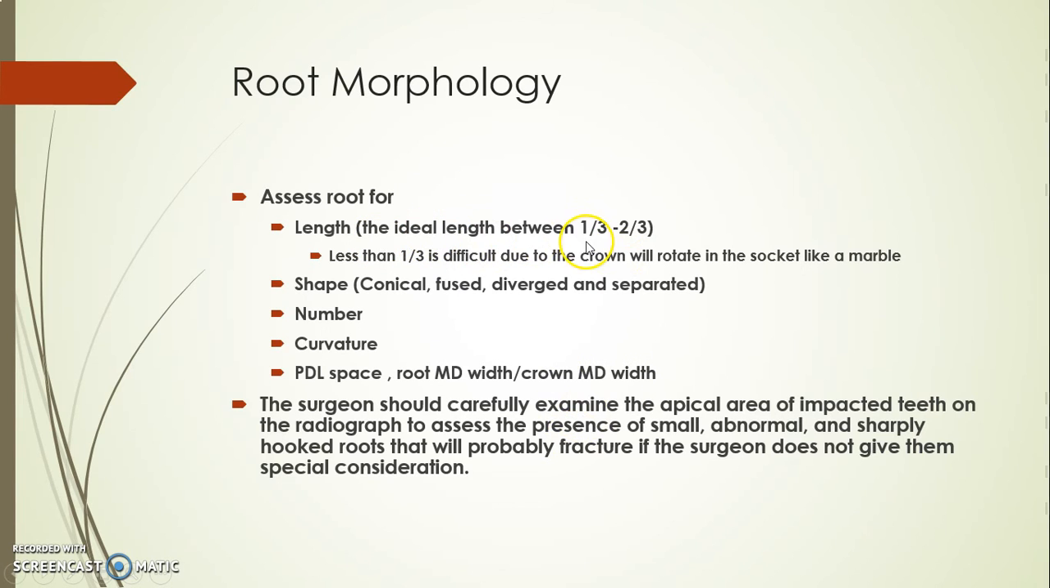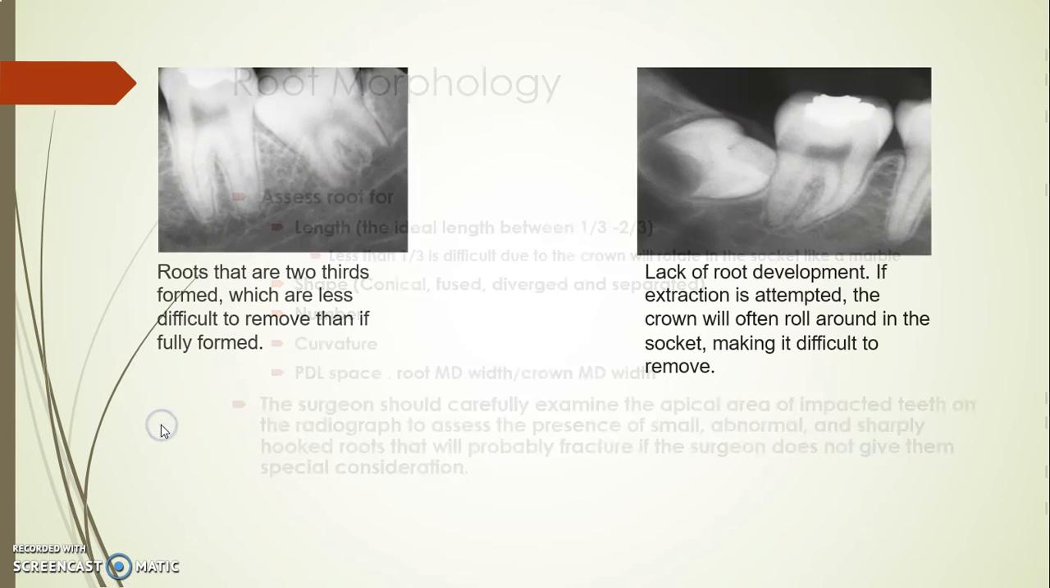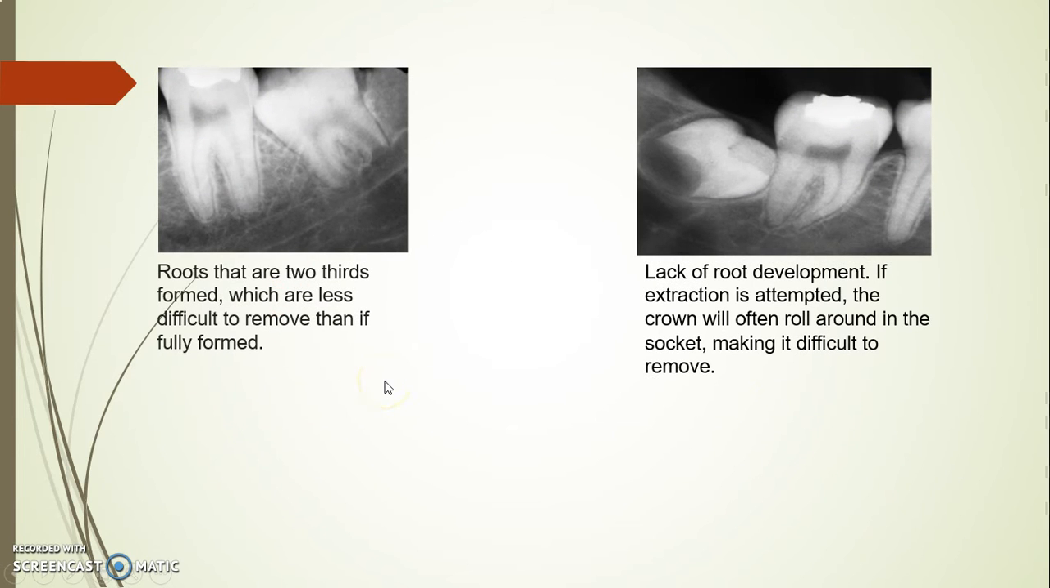So I'm going to talk in detail about why, if the length of the root is less than 1/3, it's going to be difficult to remove. Things you need to keep in mind: the apex of the root, the tip of the root. Always assess it. Even if you need the 3D image, go and take it, because sometimes the tip is going to be curved and the direction totally different than the angulation of the tooth.